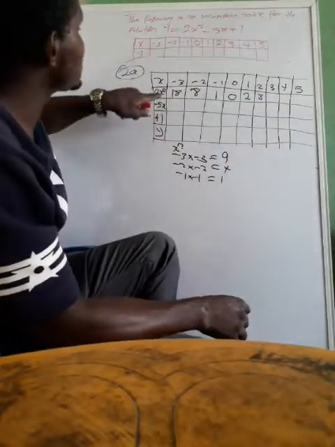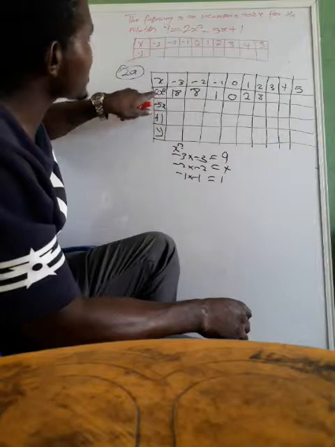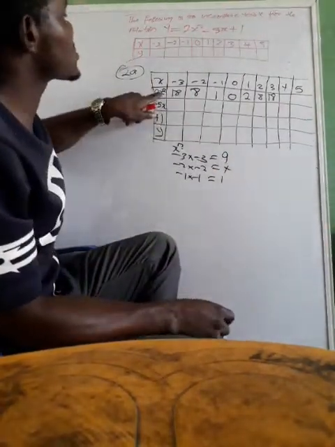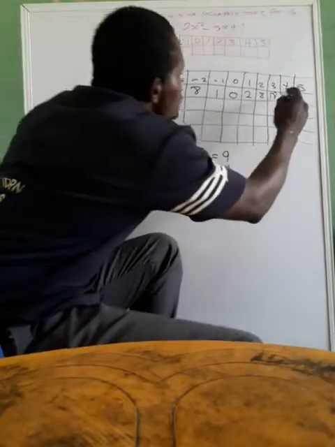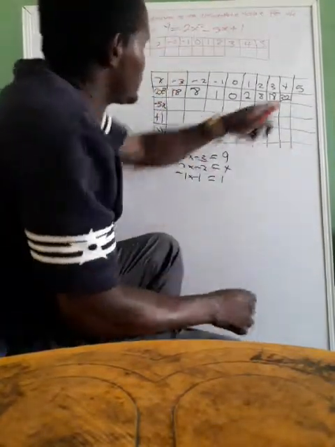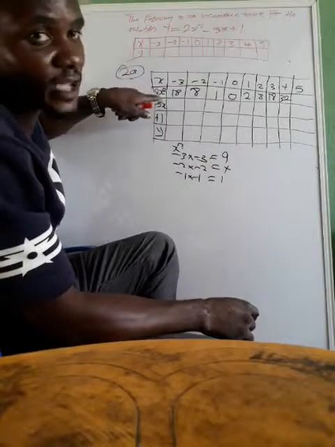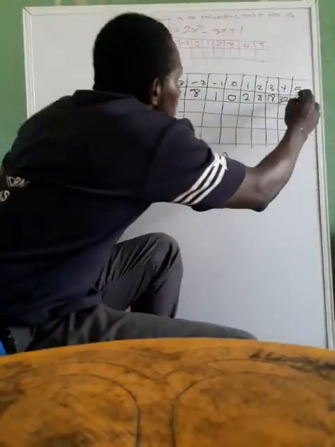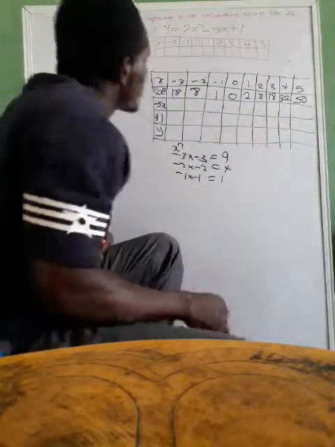Then 3 times 3, that is 9. 9 times 2, 18. Then 4 times 4, 16, times 2, 32. Then 5 times 5, that is 5 square, then you have 25. 25 times 2, that would be 50. So I'm done with that line.